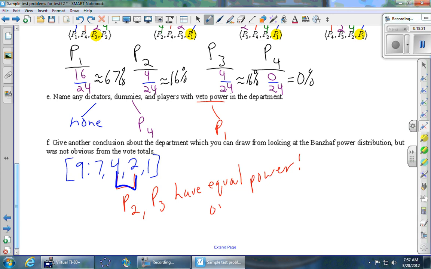Something else you could say is player 4. It looked like player 4 had some power. Player 4 at least got a vote, but it turned out that player 4 had no power at all. And that was not obvious looking at the voting totals.